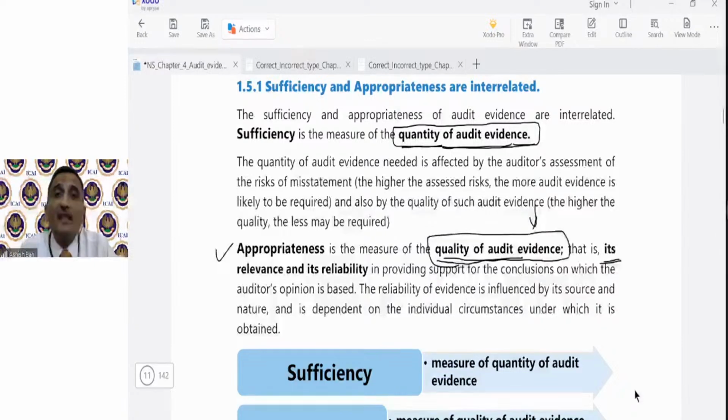So quality is affected by what, students? Quality is affected by relevance and reliability. So the audit evidence should be reliable also, it should be relevant also. When it is relevant and when it is reliable, we say it is of high quality. We say it is qualitative. Because why is it so? Because it helps the auditor in arriving at conclusions on the basis of which he ultimately forms his opinion.